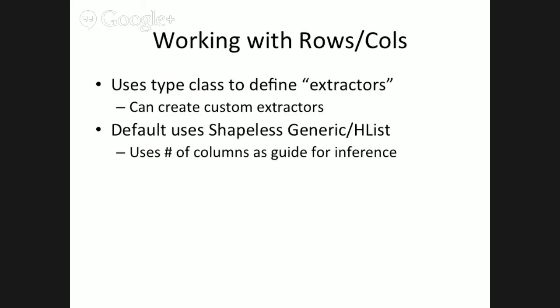So how this works is it has a generic type class called an extractor. And the extractor knows how to get values out of the frame, or out of the columns. By default, we really just have the one, which is, I guess two, but one that uses HLists and then has support for Shapeless as Generic.